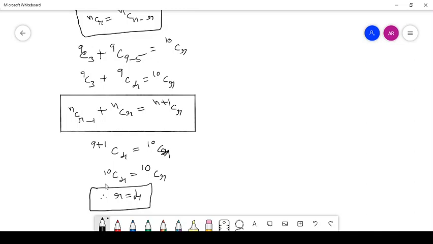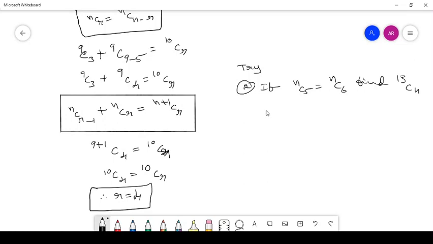So this is a very easy problem. Next, try yourself. One more problem. Try yourself. If nC5 is equal to nC6, find 13Cn.